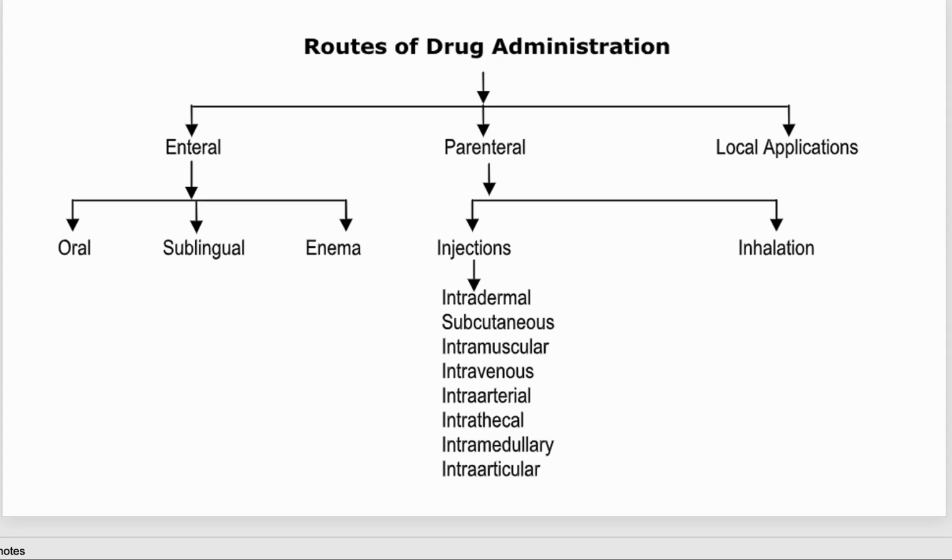So now let's talk about the enteral route. There can be three types of enteral administration. The first one is oral, the second one is sublingual, and the third one is enema.